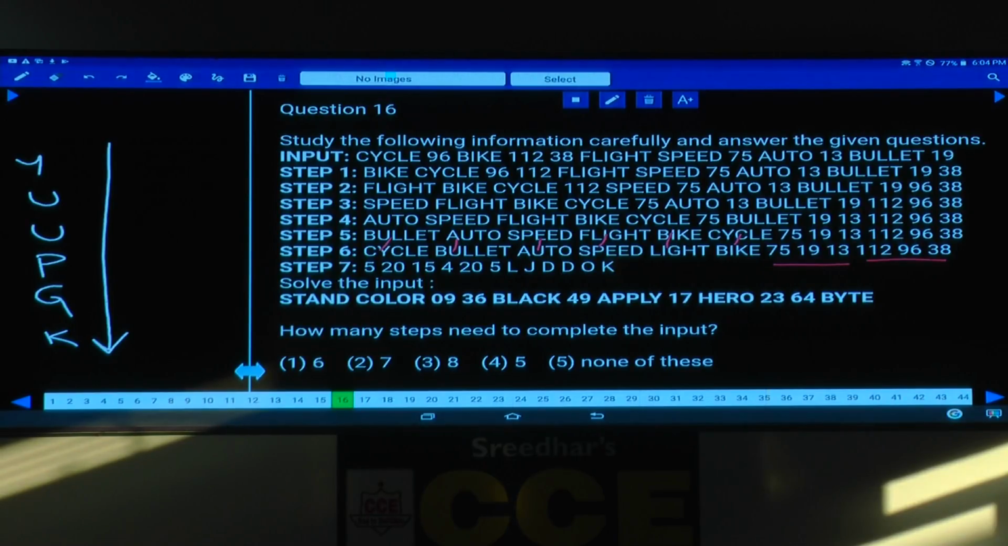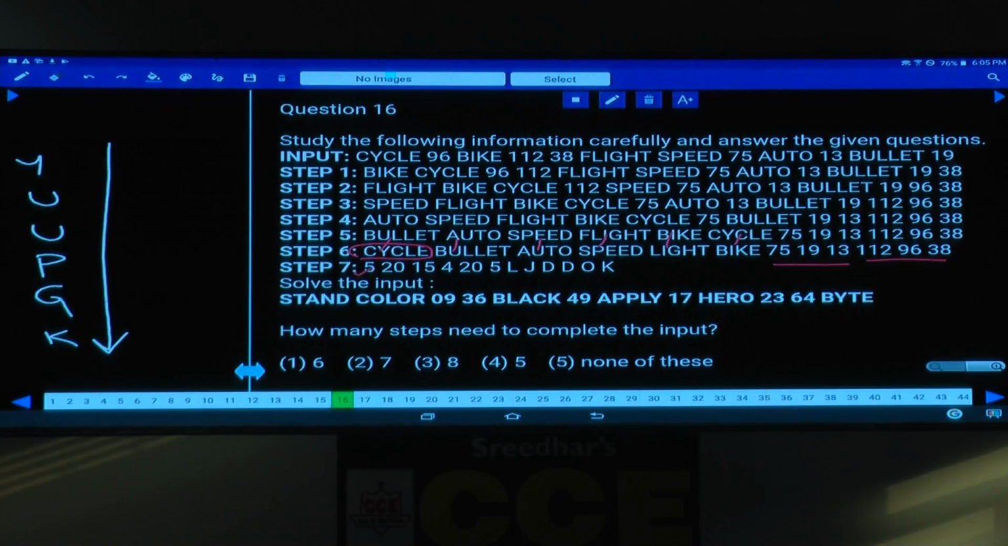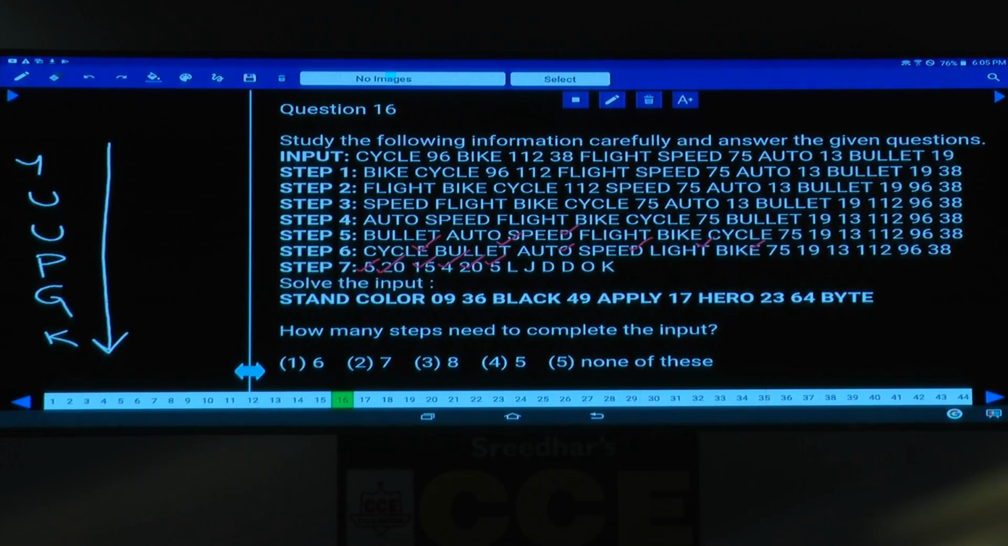Then finally, all these words are changed to numbers and the numbers are changed to words. How has it been done? See here. In this word cycle, how many letters are there? There are only five letters, and this is fine. Next, bullet. In this cycle, what is the last letter here? The last letter is E, that is 5. And in this bullet, the last letter is T. What is the value of T? 20. In this speed, the last letter is D, and the value of that is 4. This one, auto: what is the last letter here? O. And what is the value of O? 15. And in this one, light, the last letter is T, that is 20, and E, that is 5. While converting the word into the number, they have taken the last letter into consideration, the place value of the last letter.